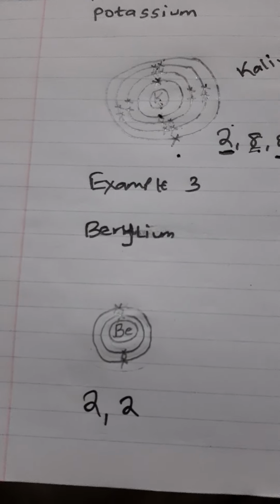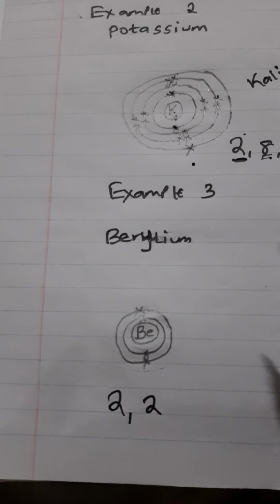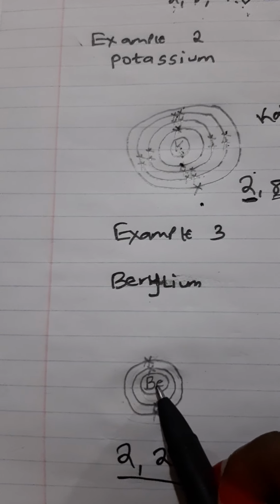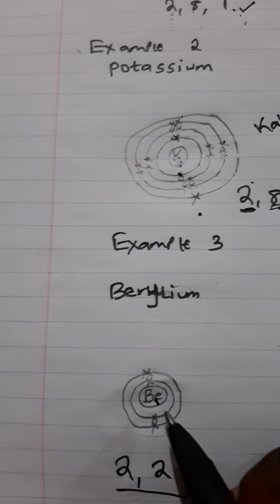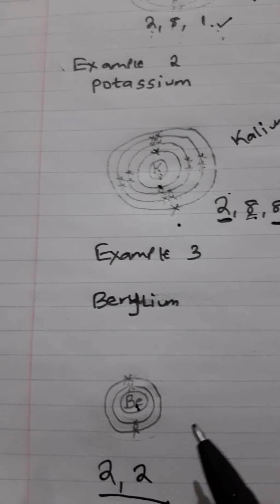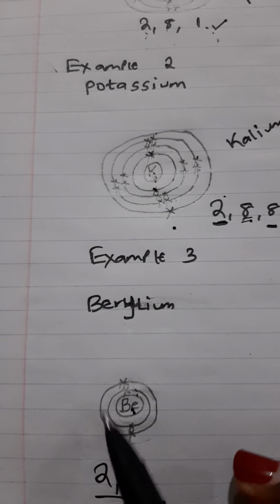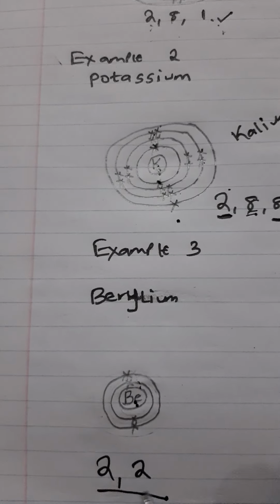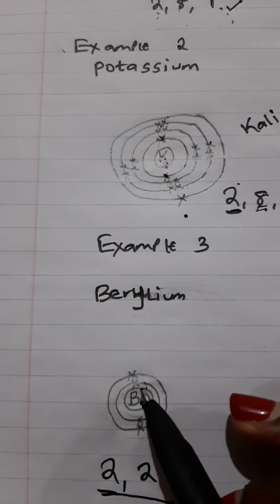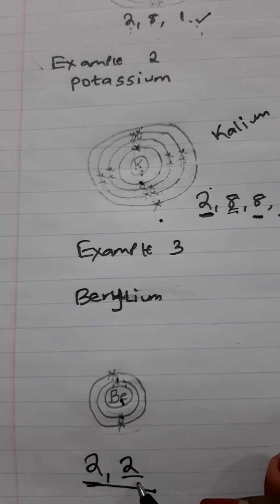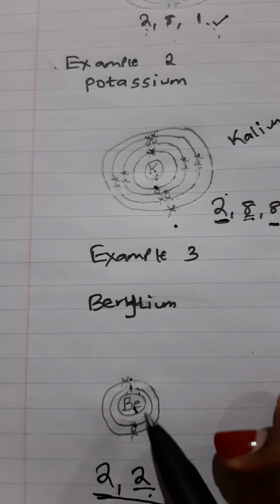Very fast, the last one, beryllium. The electron configuration was 2, 2. So have your nucleus. I have my nucleus ready with the chemical symbol for beryllium, which is Be. And then I move on to my first shell. My first shell has how many electrons? It has 2. So I put 1 and 2. And also I go to the second shell and put 1 and 2.